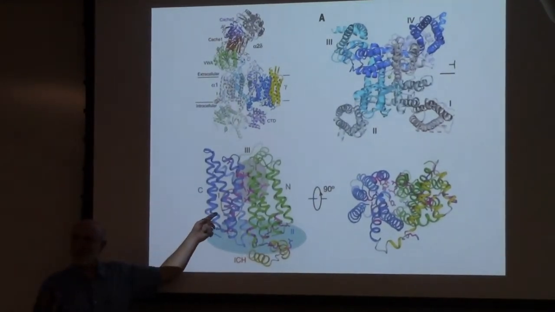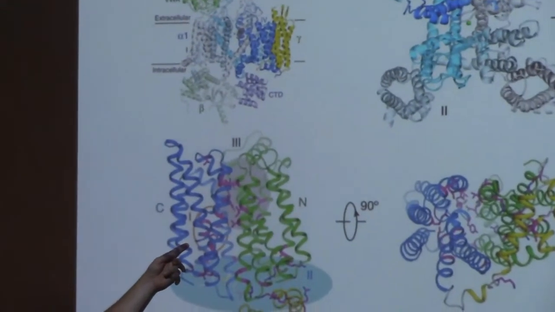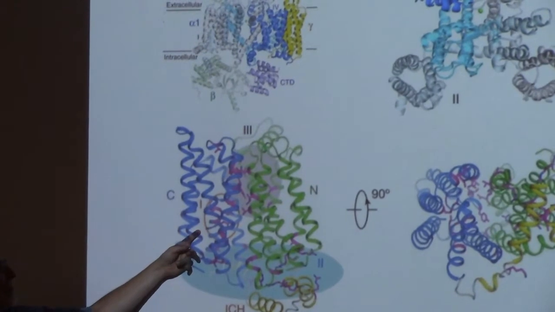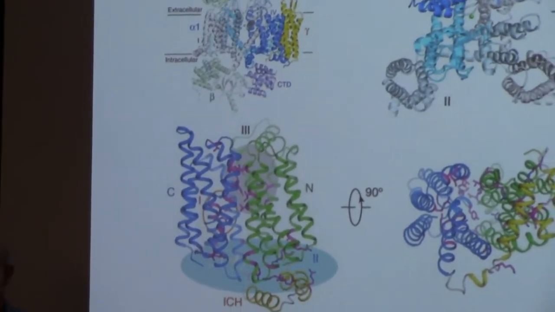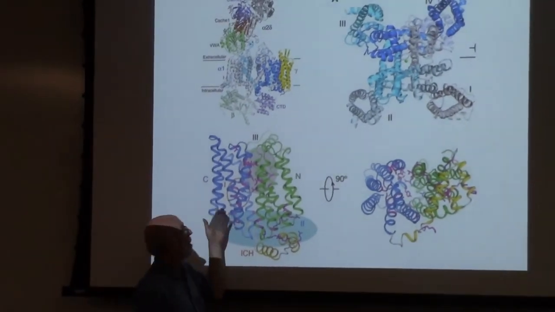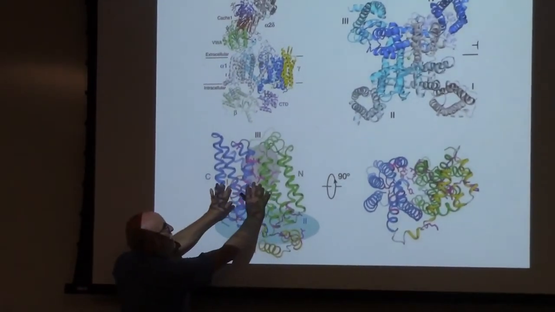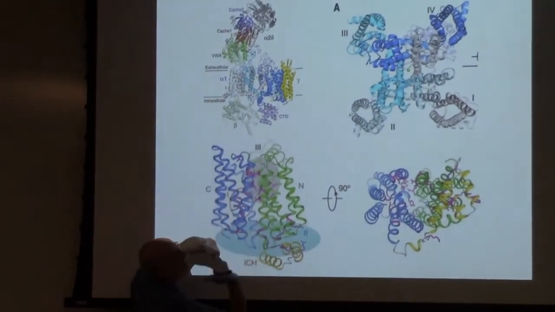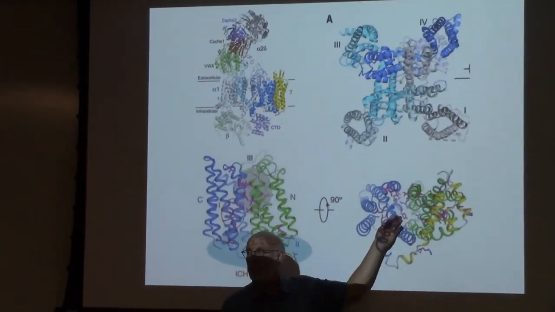Let's do a little review. What's the name of this secondary structure? Alpha helix. This protein is almost completely alpha helical. So this is the side view, and if we rotate it this way, this is a top view of the protein.